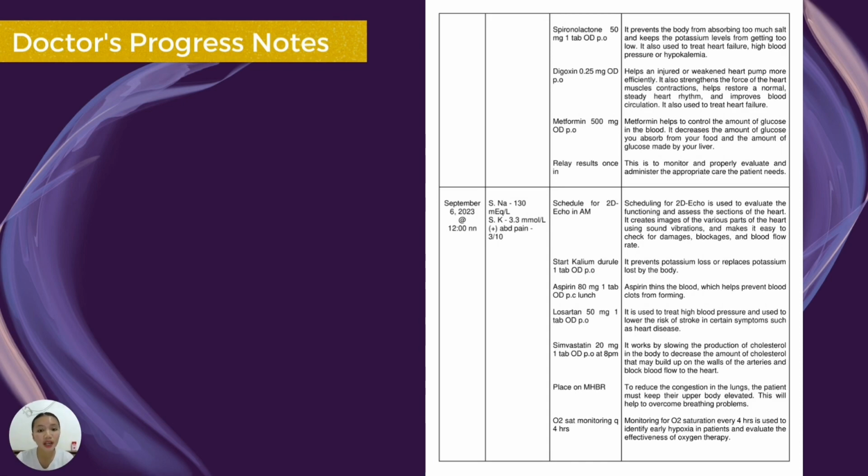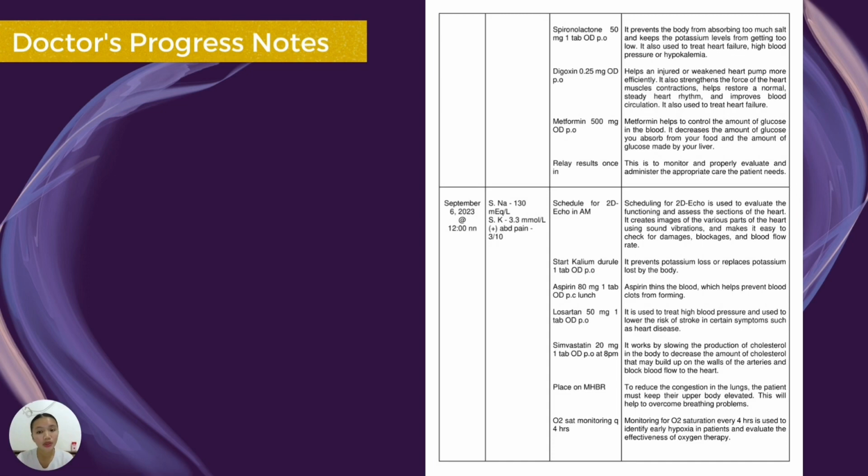Now we have to start Durol, one tab once a day per RM, because this will prevent potassium loss or replaces potassium loss by the body. And aspirin 80 milligram, one tab OD PC lunch. And this aspirin thins the blood, which helps prevent the blood clots from forming. And then we have losartan 50 milligram, one tab OD PO.